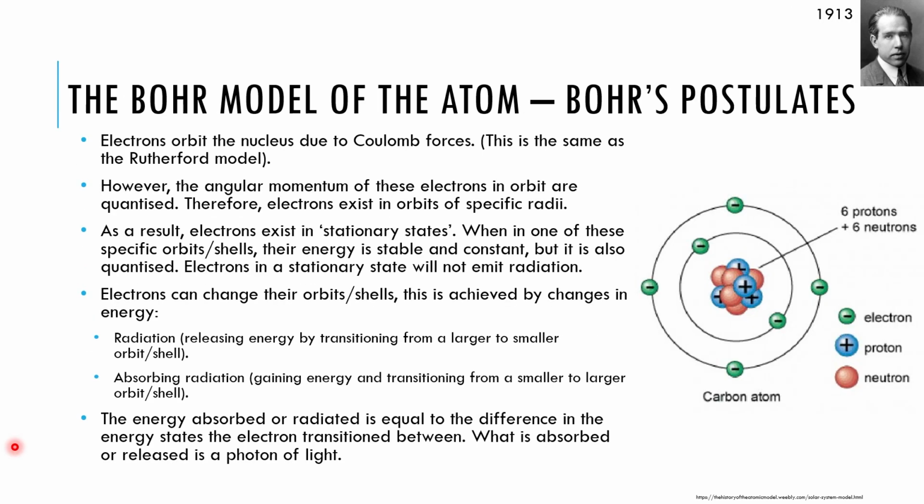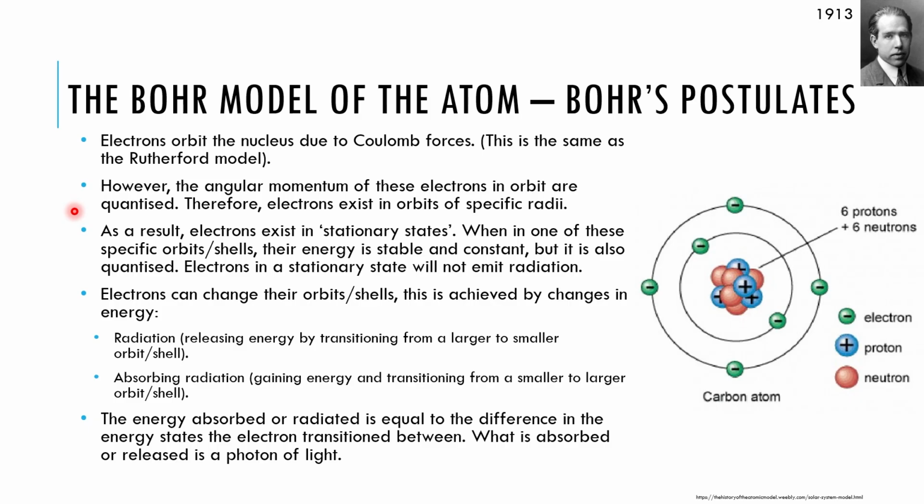So in order to enhance this model, Bohr developed a series of postulates to combine all of these concepts together. The first being that electrons orbit the nucleus due to Coulomb forces. This was still the same as the Rutherford model. There were no improvements, even though scientists of the day understood that this was not an ideal or perfect explanation. Where his model differed from Rutherford was the idea that the angular momentum of the electrons in orbit was quantized. Effectively, he was trying to bring quantum physics into our understanding of the atom itself.